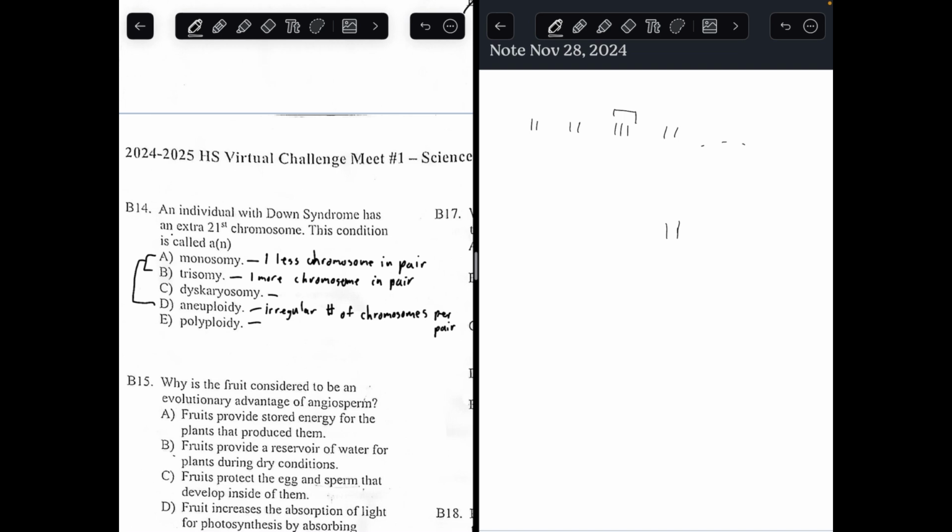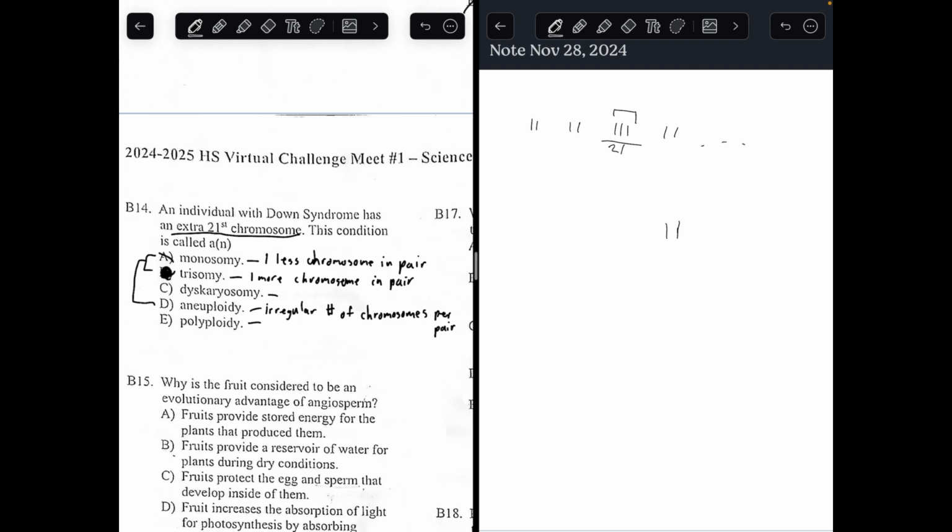We know if it has an extra 21st chromosome, it has 1 more than in the 21st pair. So that would be trisomy. It would have 3. This would be the 21st pair, and that would have 3 chromosomes. So it can't be A. It is D. Here's the thing in this test.